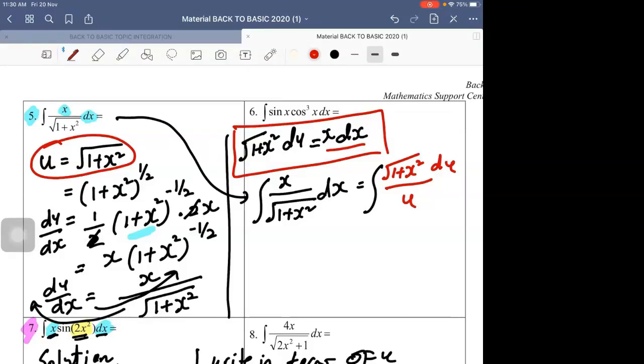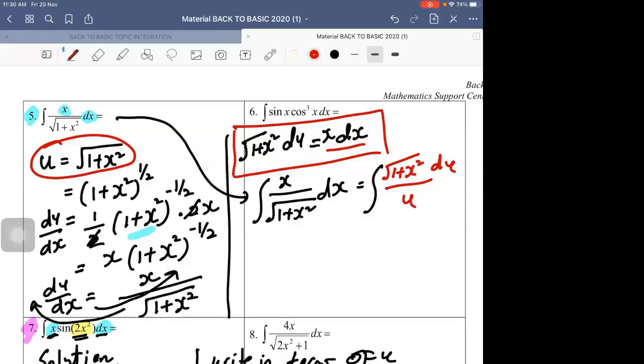Wait, I double check first. u equals square root of 1 plus x squared, so 1 plus x squared power half. So half, 1 plus x squared power negative half. Negative half, you have 2x here. So you have x times 1 plus x squared power negative half here. So x over square root, you have back 1 plus x squared, x dx. So this is actually your u.